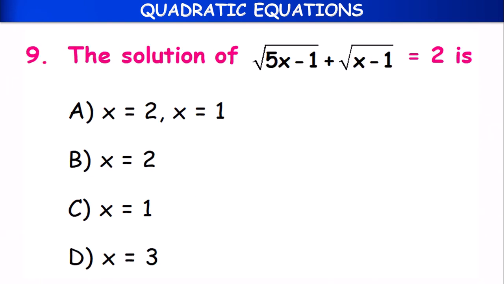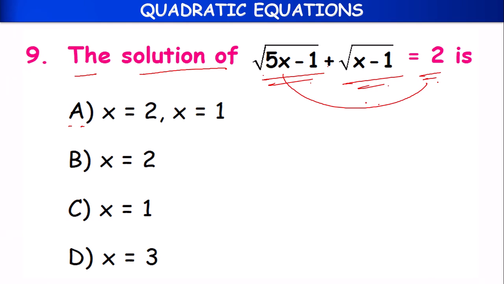Next children, 9th question. The solution of root of 5x minus 1 plus root of x minus 1 equal to 2. This is the equation, children. For this, we have to find the solution. Means we have to find the variable value, which is x.